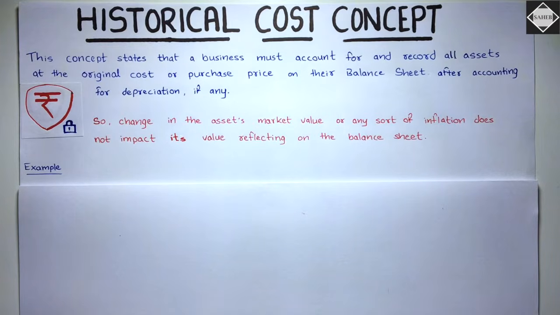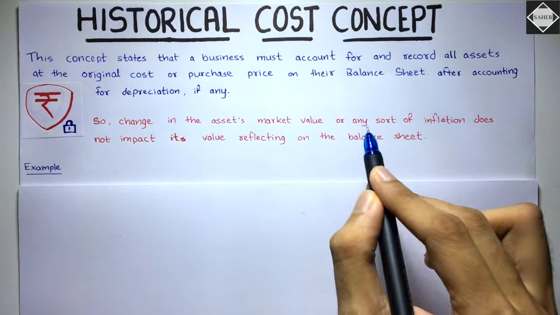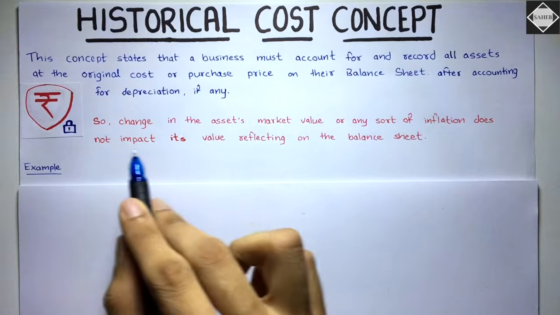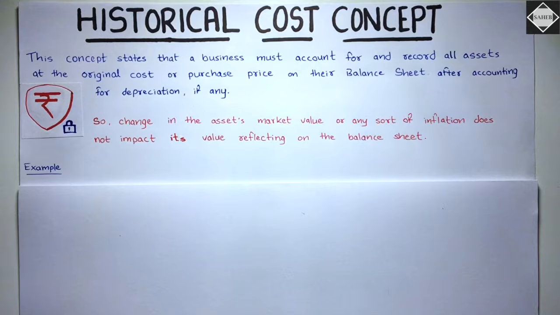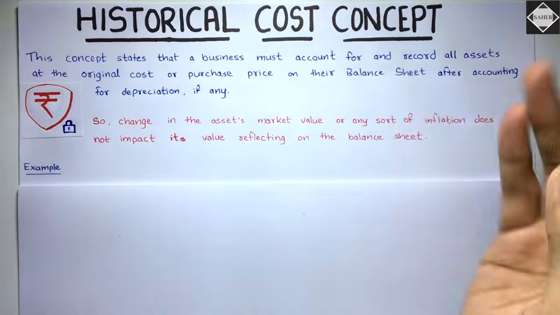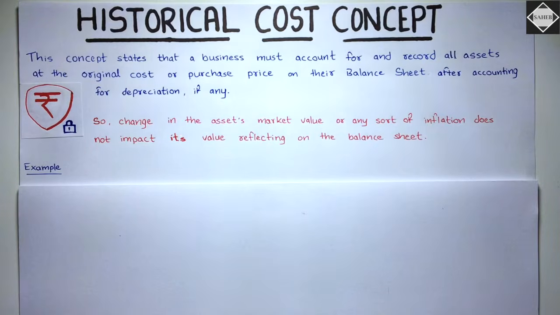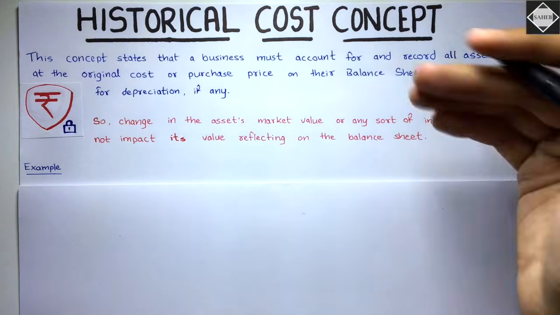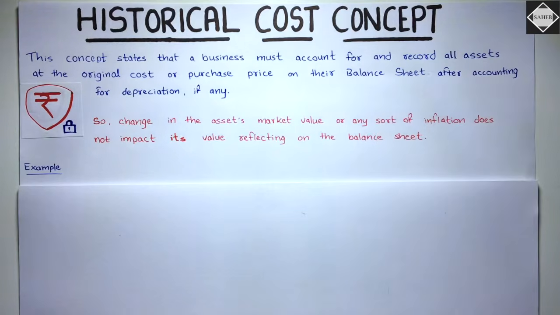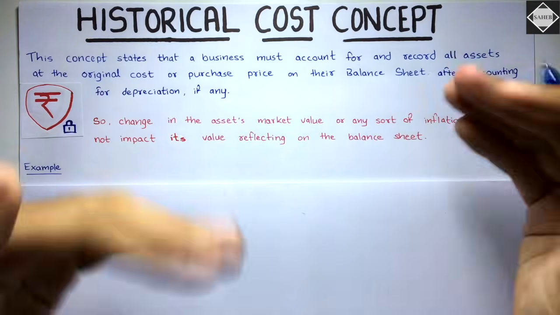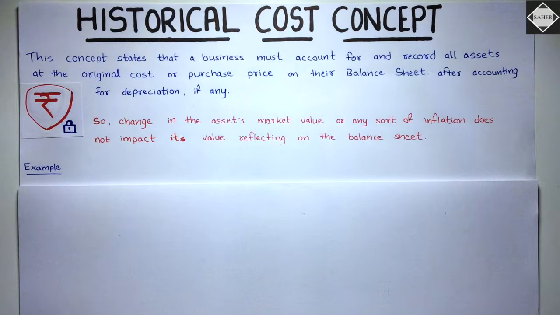Okay, fine. So change in the asset's market value or any sort of inflation does not impact its value reflecting on the balance sheet. Now you recorded the asset at its cost in the books of accounts, and later it got reflected in the balance sheet. And if there was any depreciation to be charged, let's say the time has passed, then that depreciation will be deducted and the carrying value or the book value will be recorded in the balance sheet. And if there are any changes in the market value, then that will not have any impact on the value which you have in the balance sheet.